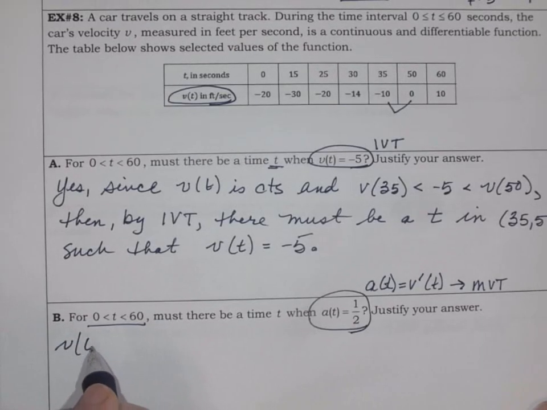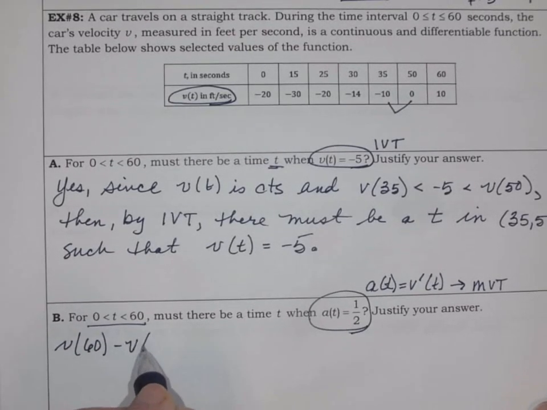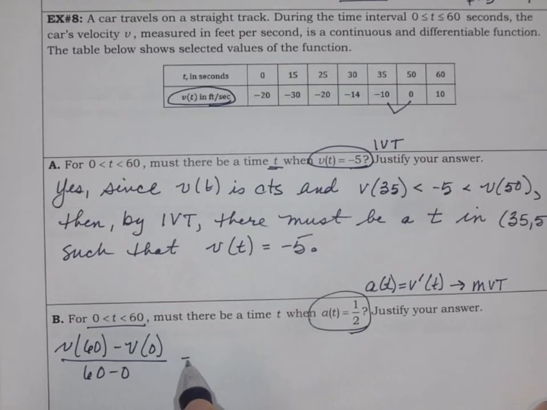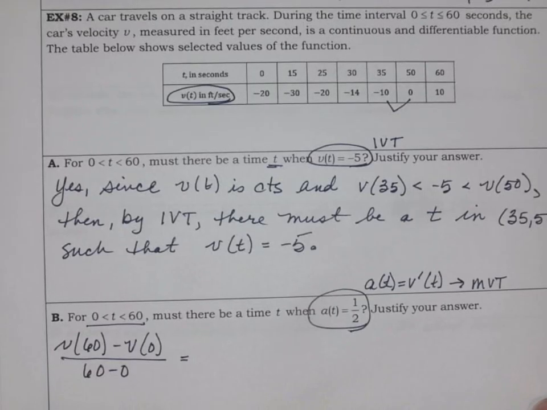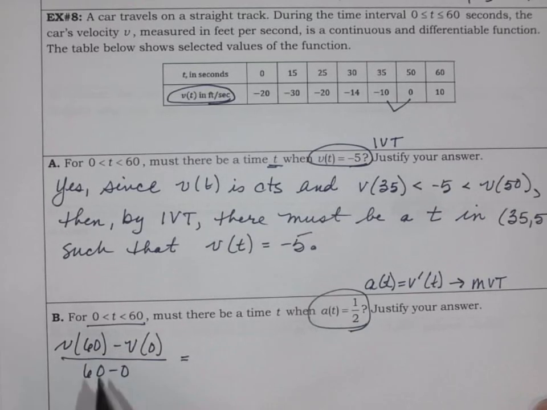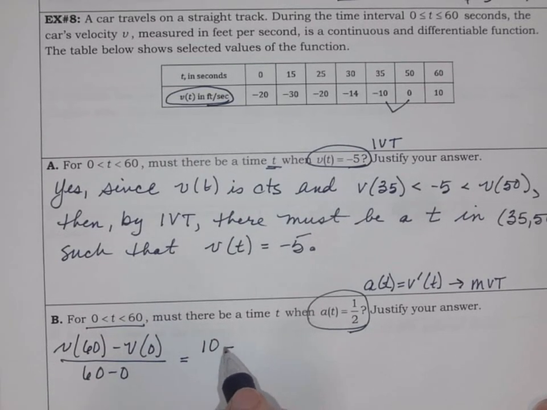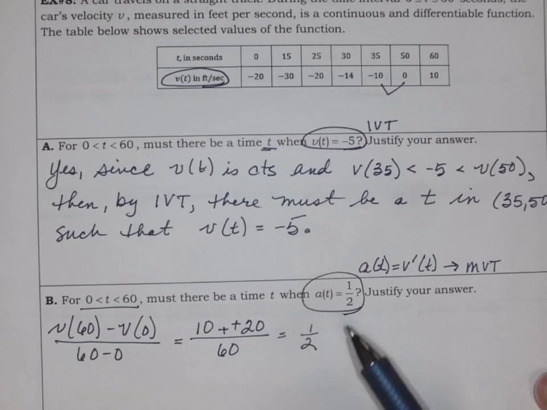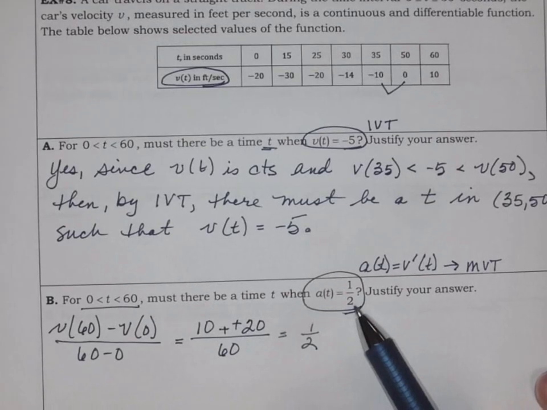So we're going to do v of 60 minus v of 0 over 60 minus 0. Remember, we're doing average rate of change. And so this is the derivative function. This is v prime, so we want to use v here. So v of 60 is 10 minus -20 all over 60. So that would be 10 plus 20 is 30, so that would be 1/2. So we hit our derivative value that we were looking for.